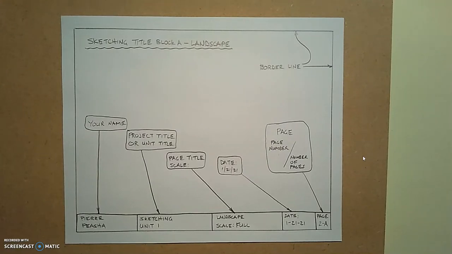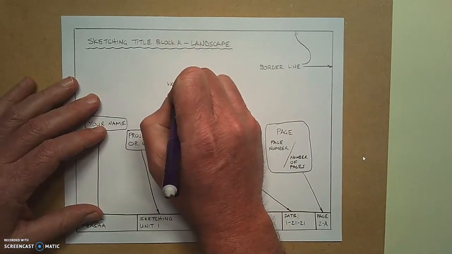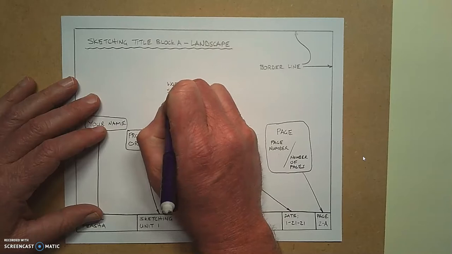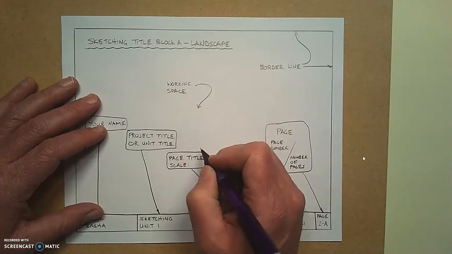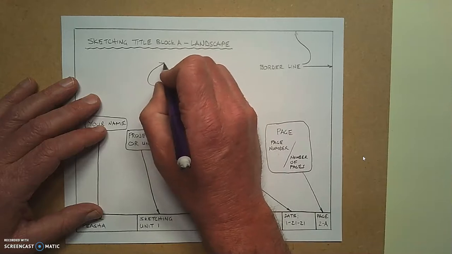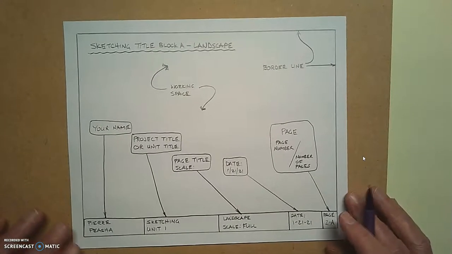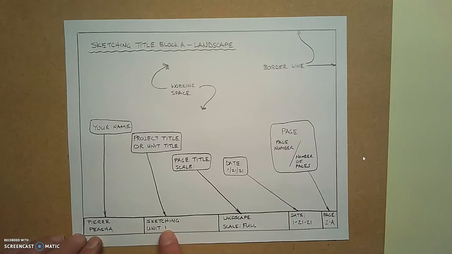Now I will tell you that anything inside the border is what we call the working space. I'm going to put two words here, using a couple of lines, a little squiggly line, a little cool arrow, and a squiggly line here. So anytime you have to do a sketch where it requires a landscape orientation, this is where you put your name, the unit you're working in, the title of the unit, title of the page, the scale, the date, and then a page number.